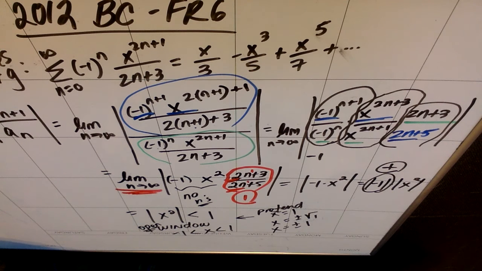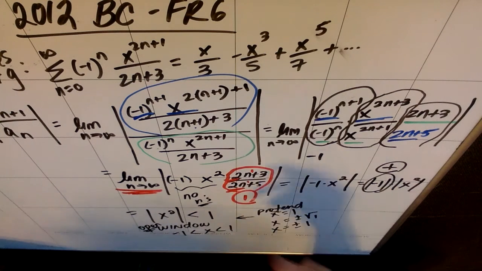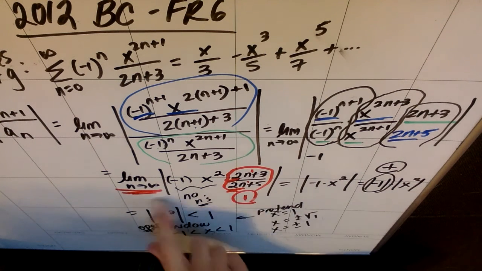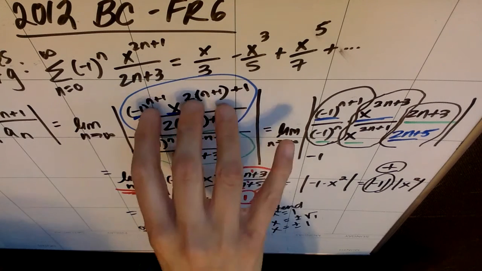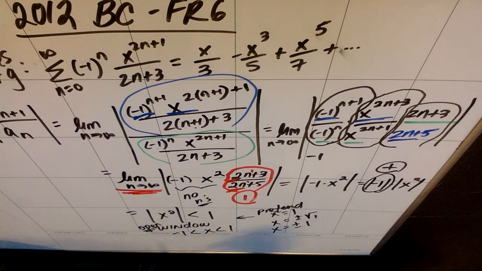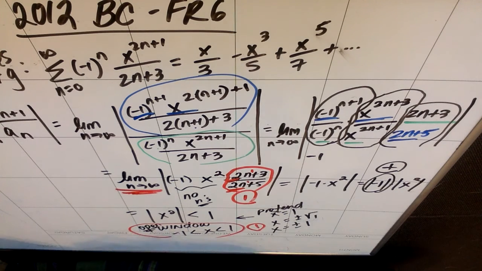So far, in this fairly lengthy part A, we got 1 point for setting up the ratio. We get 1 point for evaluating the limit, which really, when you come down to it, is this step in red. I evaluated what happens as I approach infinity. And then I get 1 point for identifying this open window. But now we have to actually find the interval of convergence, which means we test the two endpoints.